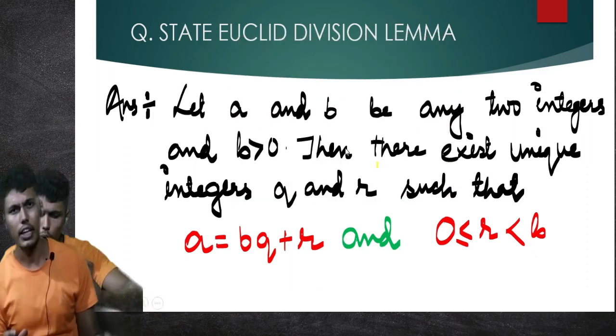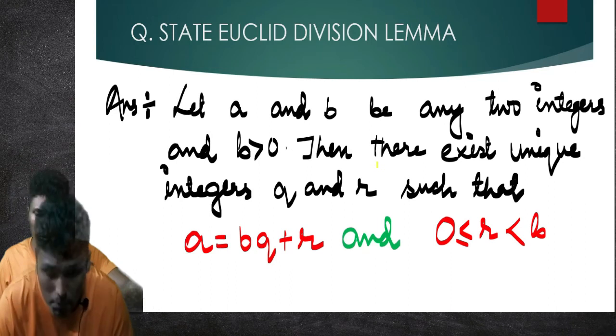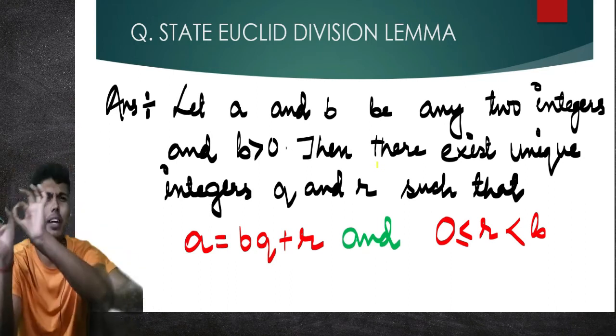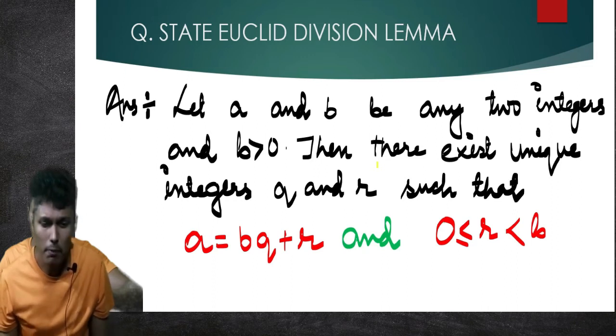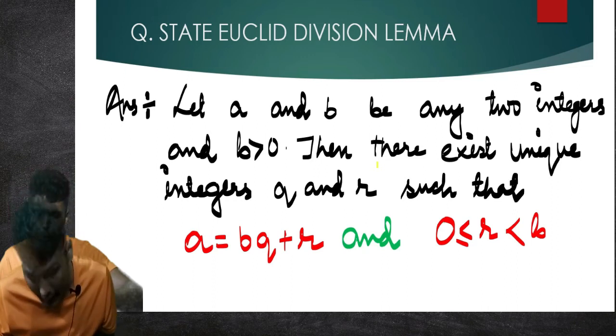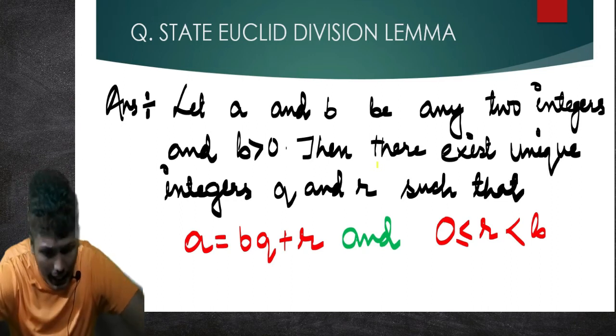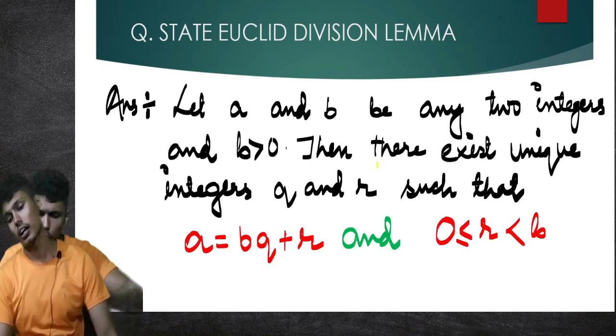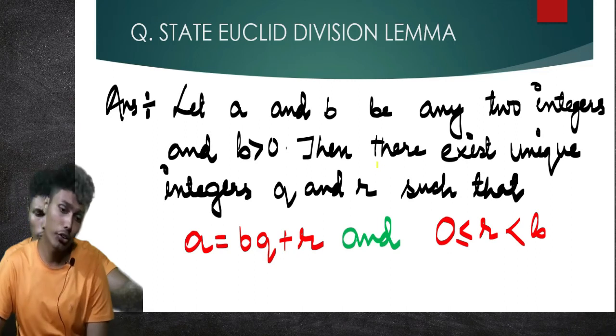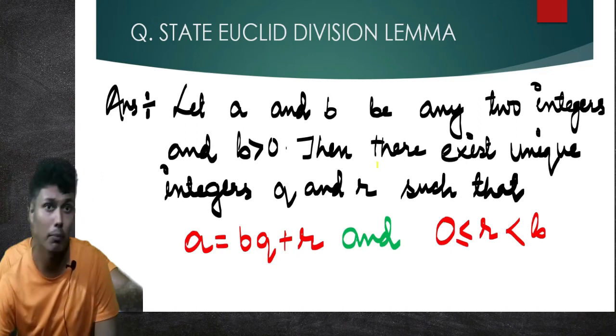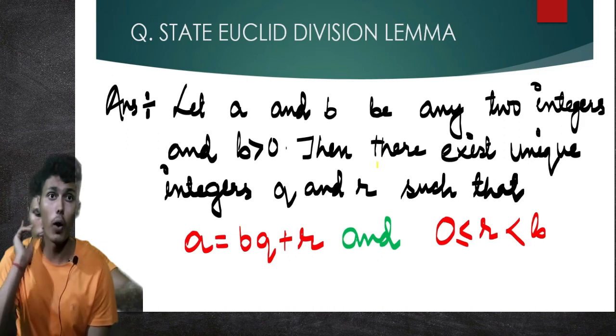State Euclid division lemma. Let a and b be any two integers, and b is greater than 0. Then there exist unique integers q and r such that a is equal to bq plus r, and r is greater than or equal to 0 and less than b. This is the statement you are going to write in the exam to get 1 mark.